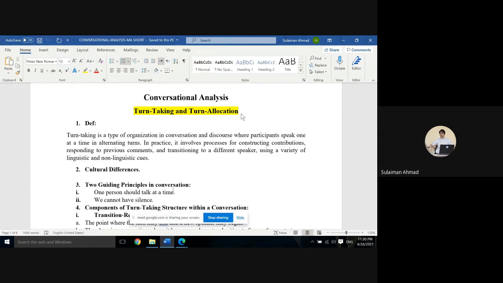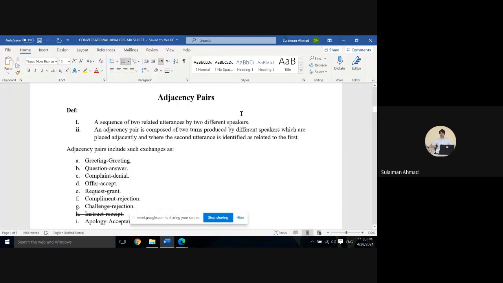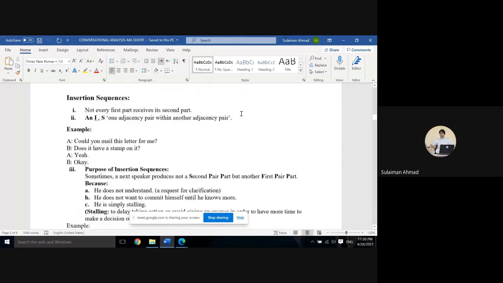So we take turns, we allocate turns. I'm coming to this topic in detail. Then the next point is adjacency pairs. For example, if I say Assalamu alaikum and you say Walaikum salam, that is an adjacency pair. If I say thank you so much and you say you're welcome, that is an adjacency pair. A pair of two sentences, two utterances. So that is also part of conversation analysis.